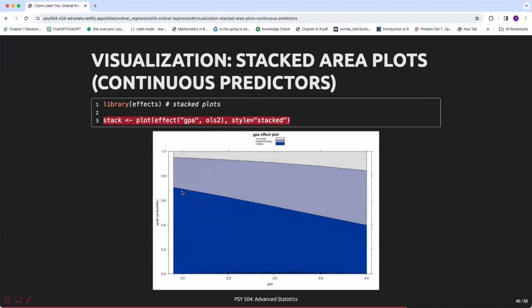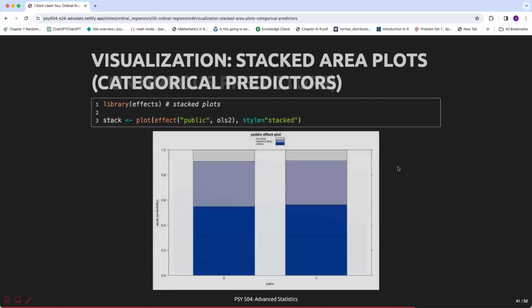individuals are more likely to say they're unlikely to apply. And then as GPA increases, we can kind of see that the area widens for somewhat likely and very likely. So I think that this is a good visualization for these type of models. These can be modified in ggplot. So that's probably what I would suggest. But for a quick and dirty plot, I think it looks pretty nice.